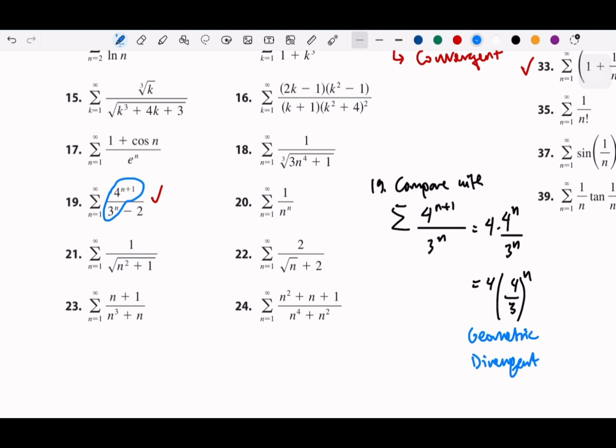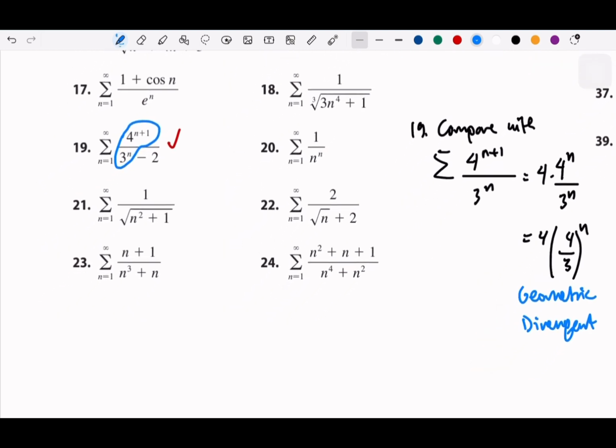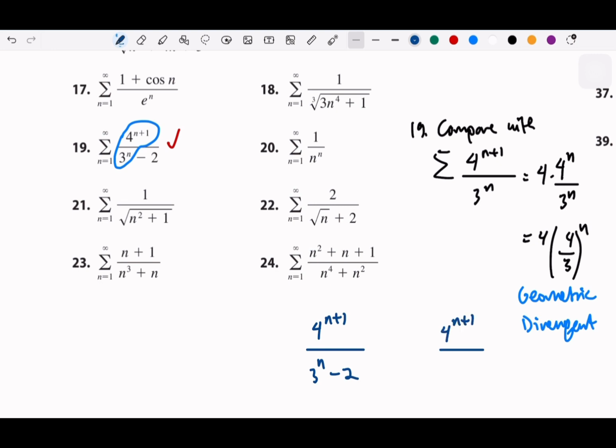So looking at the series, or maybe let me just compare the numbers. So we have 4^(n+1) over 3^n minus 2, and we compare with 4^(n+1) over 3^n. And since we have the minus 2 in the denominator, of course the left one will be higher, right?